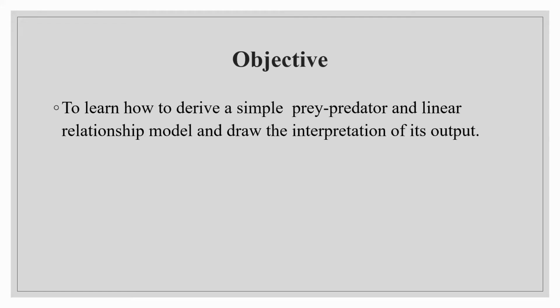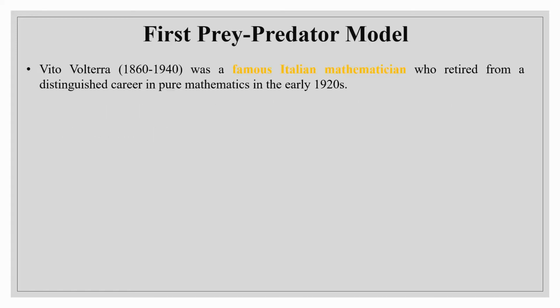In this lecture, we will see how to derive a simple prey-predator model and linear relationship model and draw the interpretation of its output. If I talk about the first prey-predator model, it was developed by Vito Volterra, and he was a famous Italian mathematician who retired from a distinguished career in pure mathematics in early 1920s.